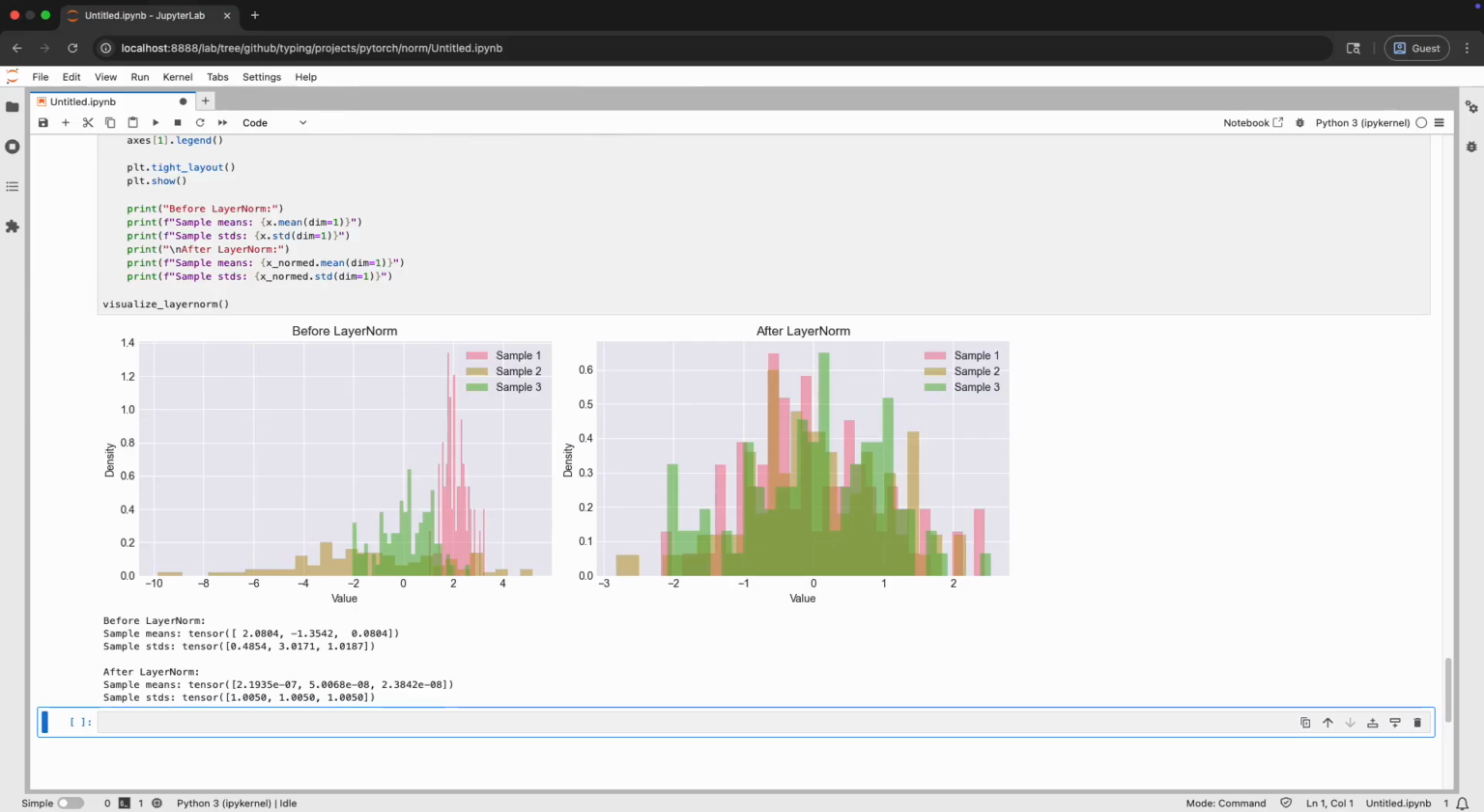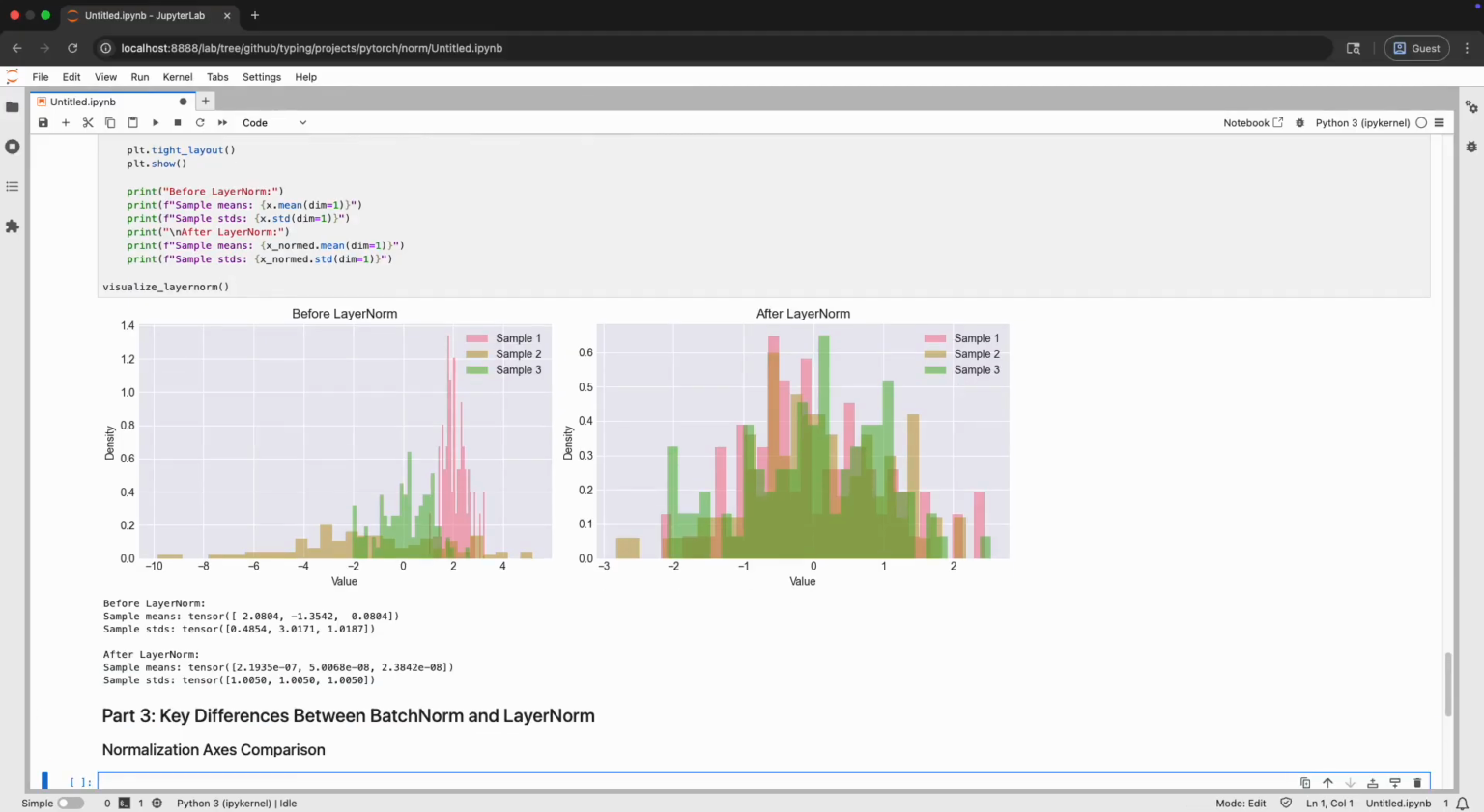Look at the image. Before LayerNorm, each sample had its own distinct distribution. After LayerNorm, each sample is independently normalized to have 0 mean and unit variance. Unlike BatchNorm, which normalizes features, LayerNorm normalizes samples, making it perfect for scenarios where batch statistics aren't reliable or available.